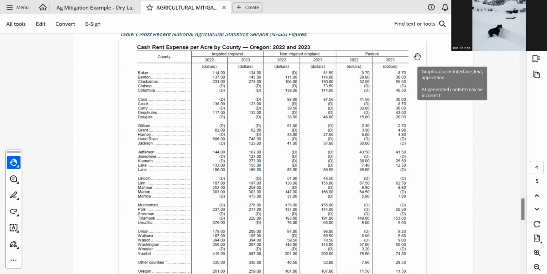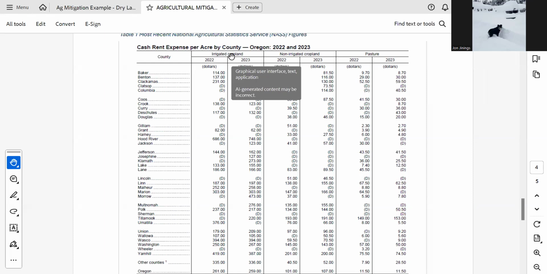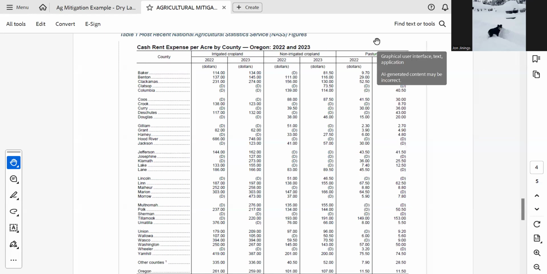Hey everybody, I'm going to try to take a couple minutes and quickly run through this agricultural mitigation methodology. I'm starting kind of at the bottom here because I want to make a point about the importance of these numbers. Everything kind of keys off of these figures from the National Agricultural Statistics Service. These should be the most recent figures, and they have rent expense per acre for irrigated cropland, non-irrigated cropland, and pasture for all the counties in Oregon.